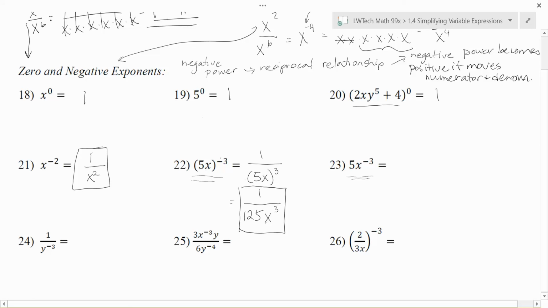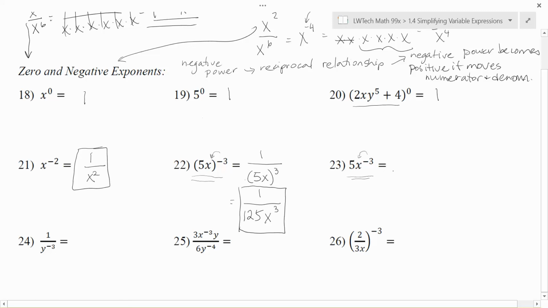Or the 5x was being taken to the negative third power. In this case, only the x is being taken to the negative third power. Remember that little trick: what's directly in front of the exponent is the only thing that's getting the power. So in this case, only the x is being taken to the negative third, whereas in this problem, all of the 5x is taken to the negative third because the parentheses is what was in front of the exponent.